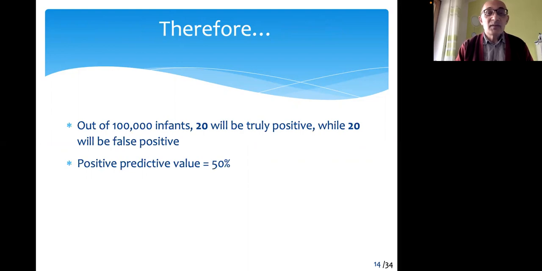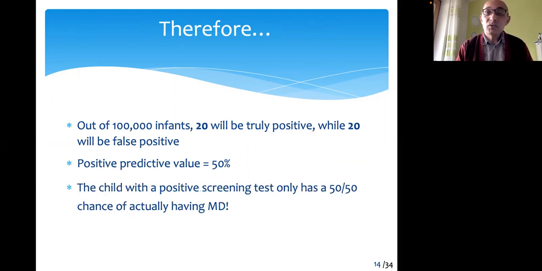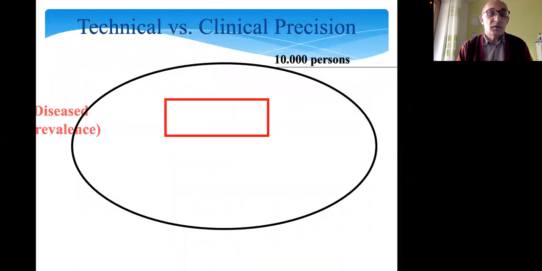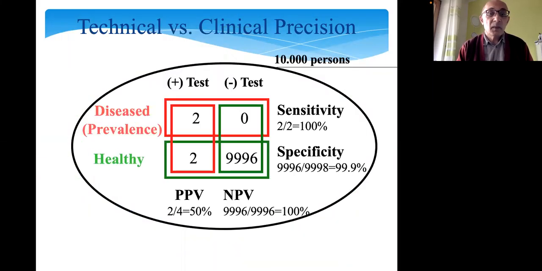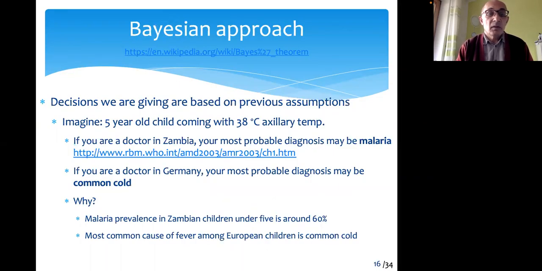Therefore, since the positive predictive value is 50%, we should tell the family we cannot conclude, and we are not able to tell with a high percentage that this baby has the disease, but the probability is 50%. Here, once more, the same figures showing the sensitivity, specificity, positive predictive value, and negative predictive value. Okay, let me stop here.